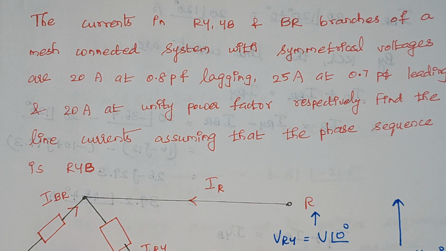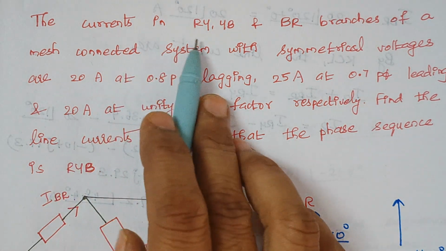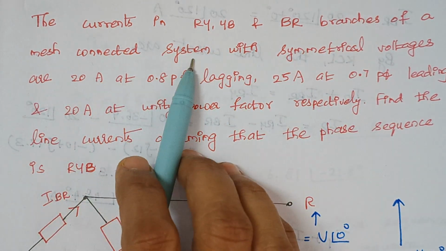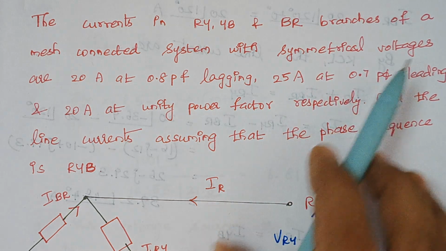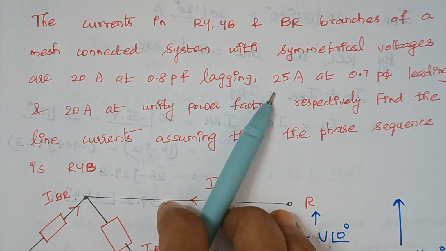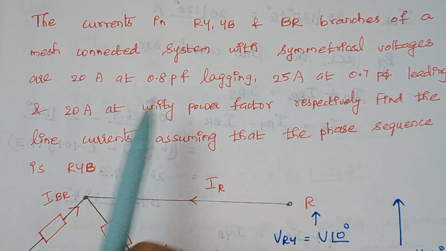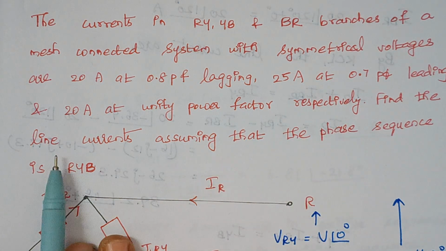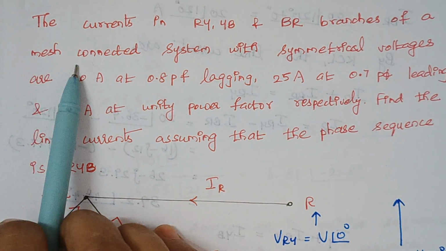Today we are going to solve a problem related to star and delta networks. The problem is: the currents in the RY, YB and BR branches of a mesh connected system with symmetrical voltages are 20 amps at 0.8 power factor lagging, 25 amps at 0.7 leading, and 20 amps at unity power factor respectively. It is a mesh connected system, right?